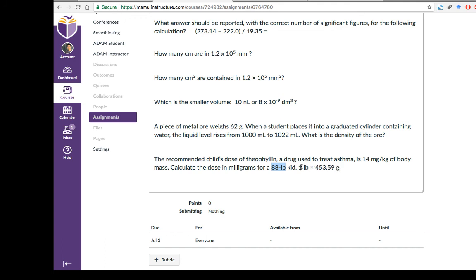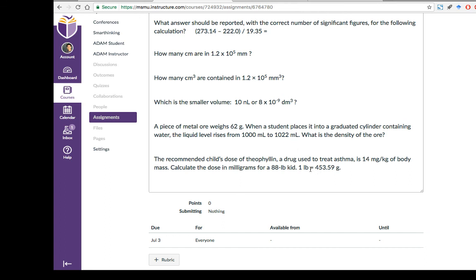453.59 grams. You do not need to memorize this. This is going to be given on the quiz. If you see it given in the practice calculations sheet, as you see here, then it's going to be given on the quiz. If you don't see some hint here, you're not going to see that hint on the quiz. Do you understand what I'm saying? This here is a hint. You see it here, you're going to see it on the quiz also.